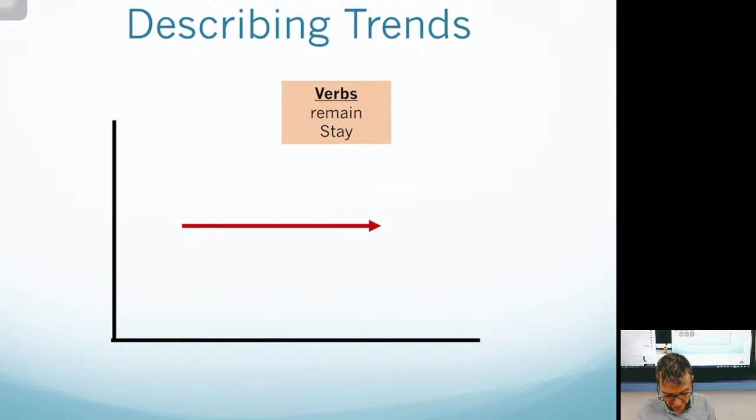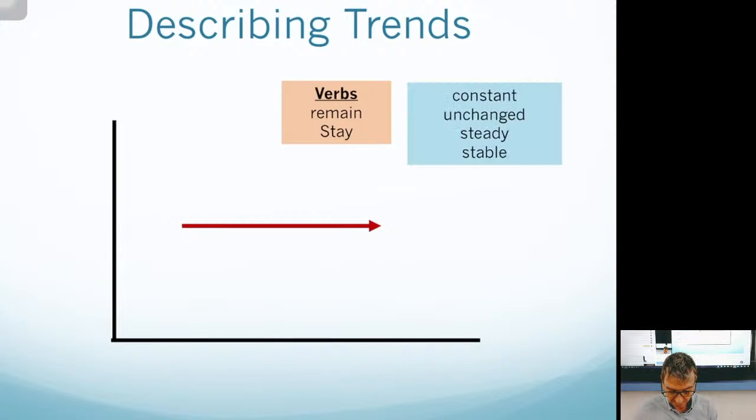All right, so we've looked at going up, and then what about if it doesn't go up and stays the same? Well, you can use verbs like remain or stay, and then words that you put on the end of that would be constant. So, for example, remain constant, stay unchanged, remain steady, or stay stable. And this tells us that it's all going in a horizontal direction, and there's not really very much changing.